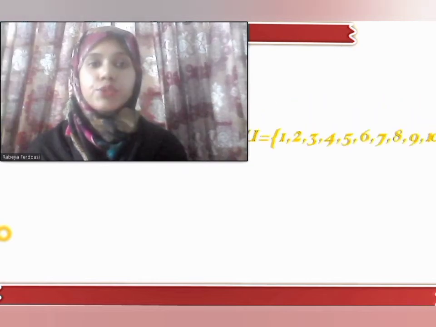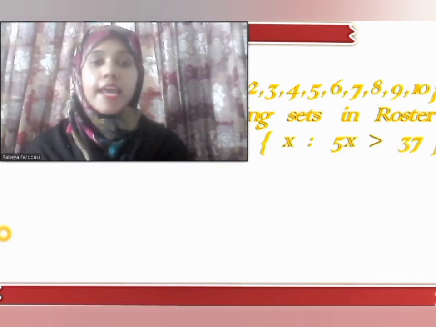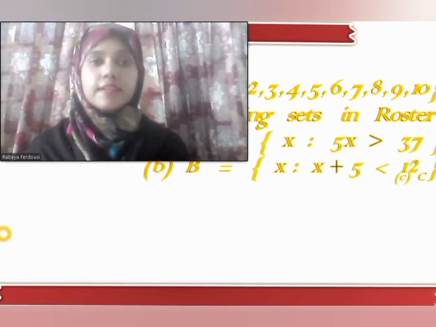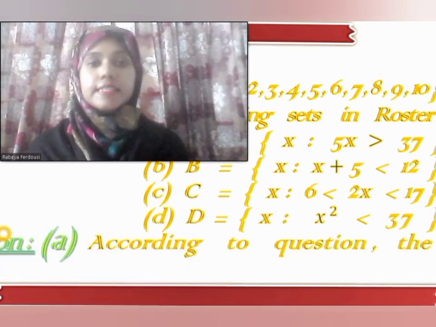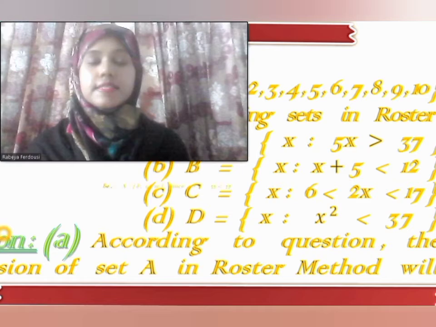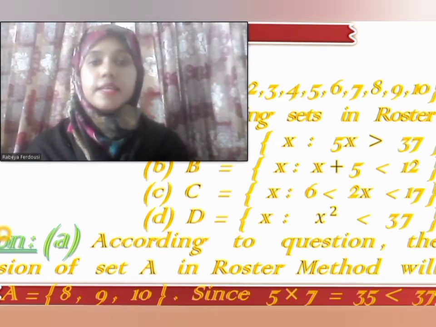The question of the first activity is: given that U is equal to 1, 2, 3, 4, 5, 6, 7, 8, 9, 10, express the following sets in roster method. First one is set A: A is equal to x such that 5x is greater than 37. Second one is set B: B is equal to x such that x plus 5 is less than 12.